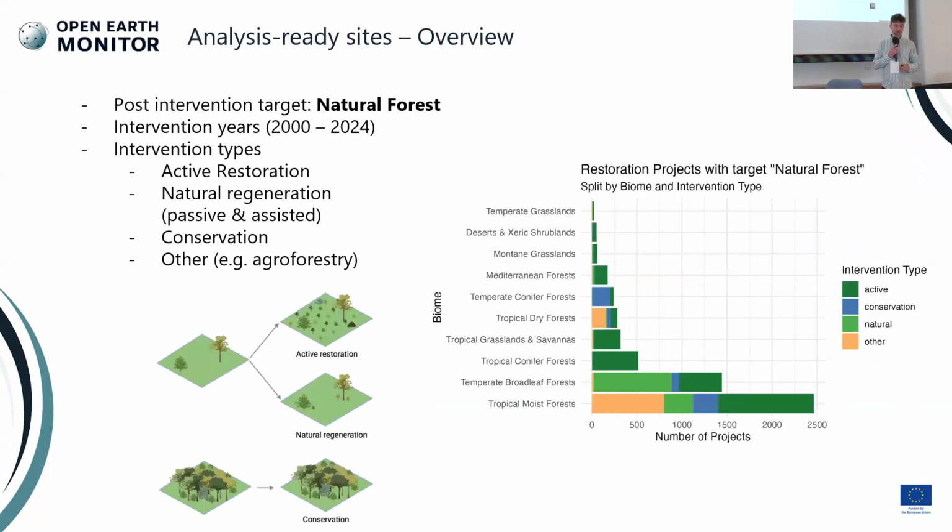And then one important consideration is the intervention type. You can think of different types, including active restoration, like really large scale planting of tree species, of native communities. You can think of natural regeneration, passive or assisted, and conservation efforts, and all the others, which might also include agroforestry. And they are distributed across the globe, not equally, of course, but most of the observations are from the tropical moist forest biome.